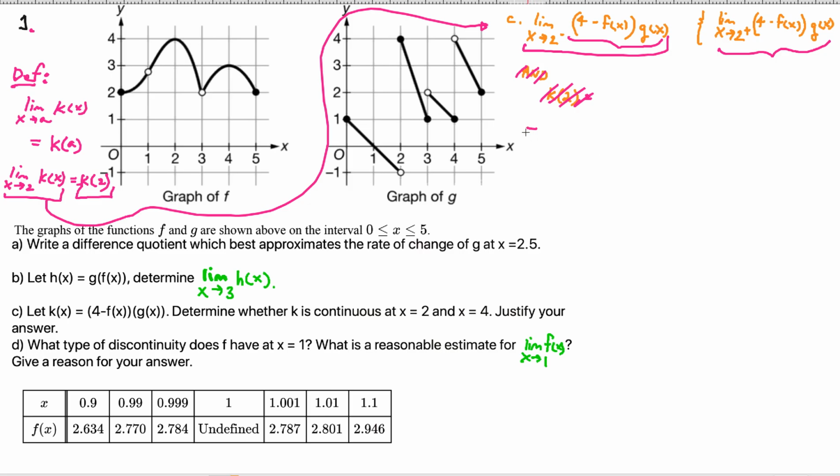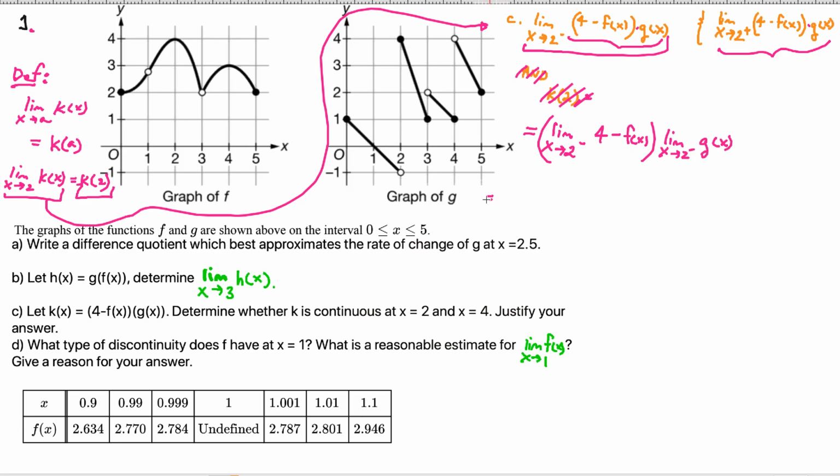Now, to do this, you want to use your limit laws in both cases, and I'm going to do it from the left hand and from the right hand simultaneously. The first thing that you should notice is that this is a product. And that means that we could split it along that product. So it's the limit as x goes to 2 from the left, in this case, of 4 minus f of x, times the limit as x goes to 2 from the left of g of x.